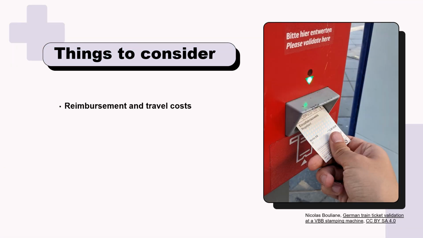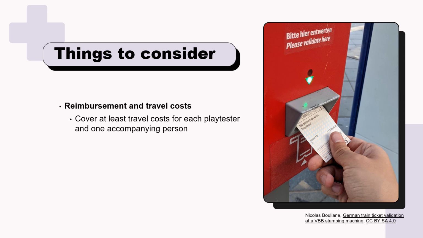Next, reimbursement and travel costs. At the very least, you should cover travel costs for each playtester and one accompanying person, for example, an assistant or family member. And if you have the financial means, reimburse your players for their work.